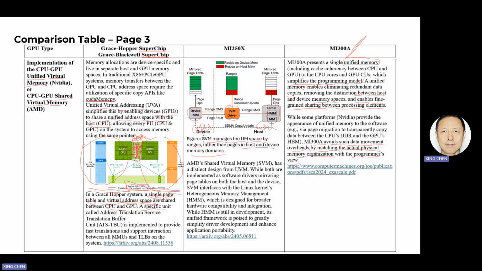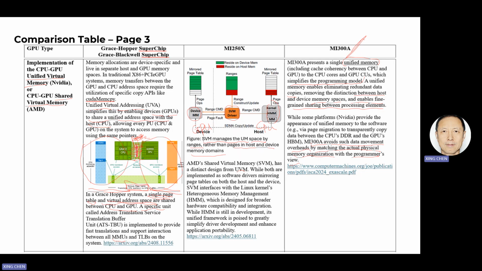So the programmer's will is that I have a unified virtual memory address. I have a unified memory space. I don't want to care what's the difference, either DDR or HBM. I don't want to care. And exactly, MI300A gives the programmer this kind of will.